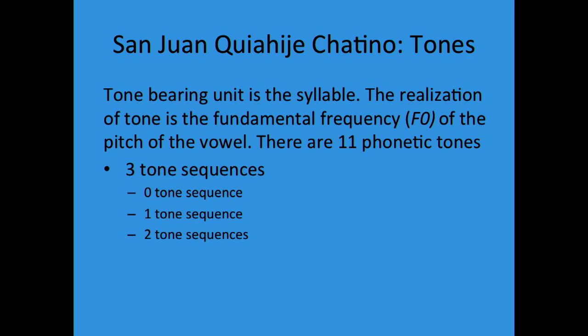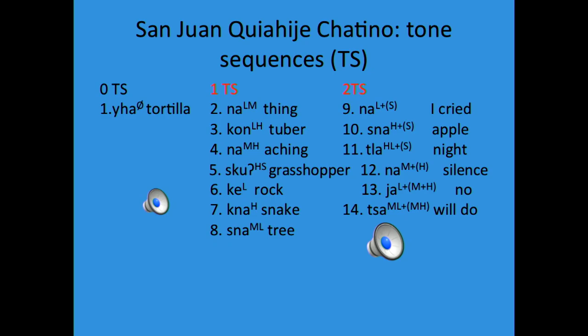So then we have three kinds of sequences: the one that has the zero sequence, the one that has one sequence, and the one that has two sequences. And so how do I organize the sequences? The one that has the zero sequence, those are the toneless. And the toneless have the tendency, when they're in a second or third position, to take the tone of the previous tone. And then we have the one tone sequence and the one that has two sequences.